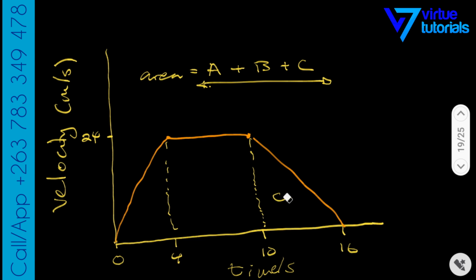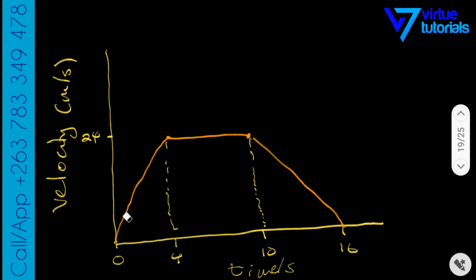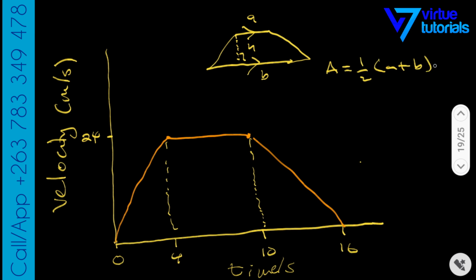But fortunately for me, in this case, this velocity time graph so happens to take the shape of a trapezium. Now, a trapezium has a pair of parallel sides. So this side and that side will be parallel. For a trapezium, the parallel sides are called A and B, and the perpendicular distance between them is called H, right? And the area of a trapezium is half of A plus B times H. So fortunately, in this case, this entire graph here takes the shape of a trapezium.